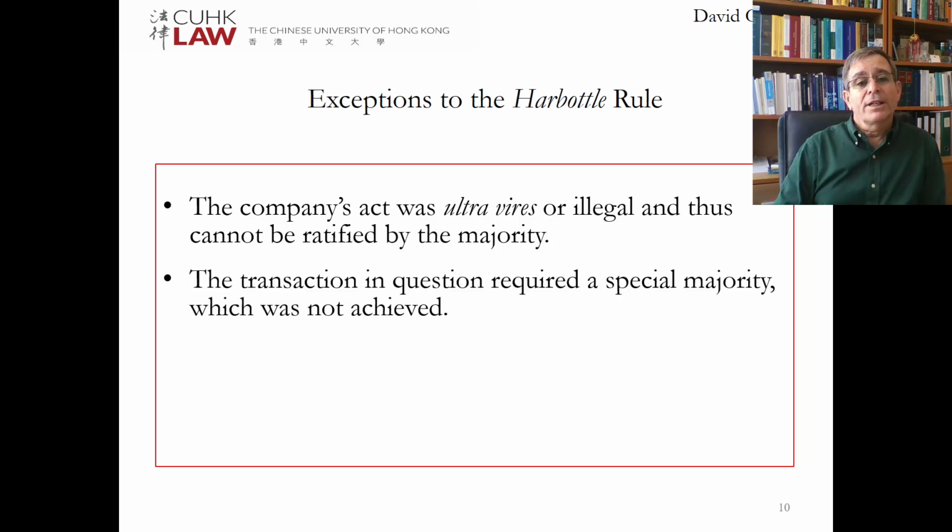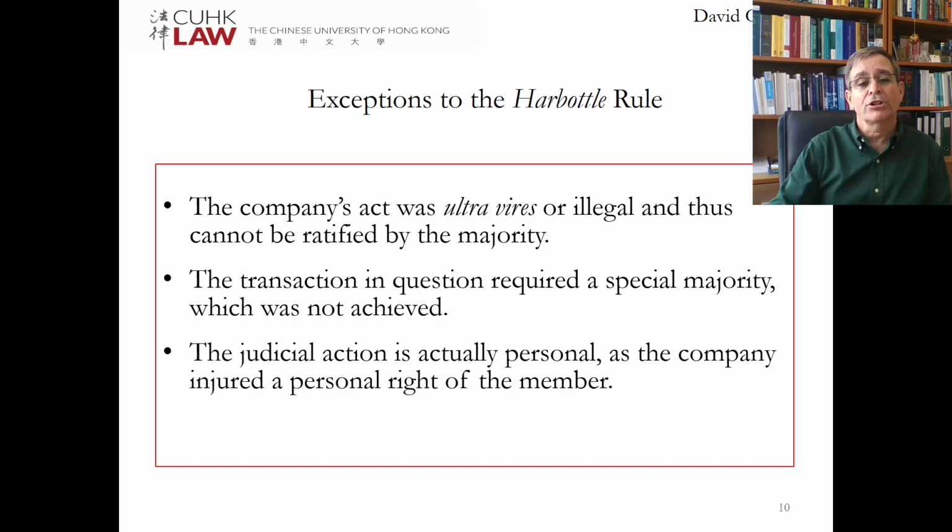So the transaction in question required a special majority, which was not achieved. This is a bit formalistic, and it's hard to believe that there would be a practical use for this, that they didn't notice that there was a special majority necessary, and they didn't achieve that. But again, we're looking at things which are formalistic and clear-cut and do not regard directors' discretion.